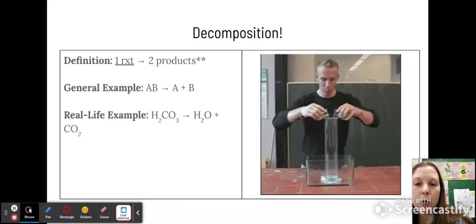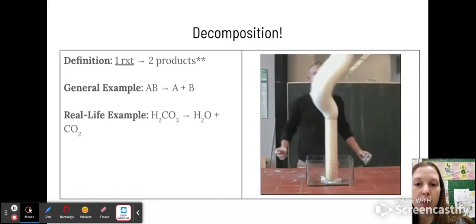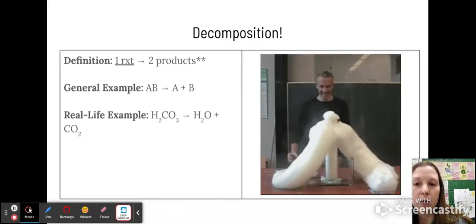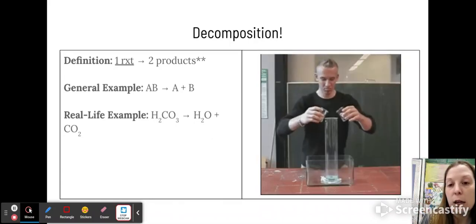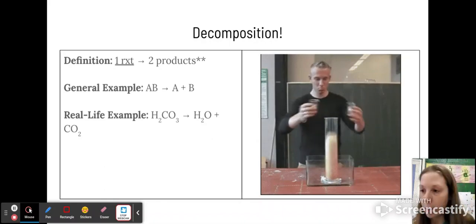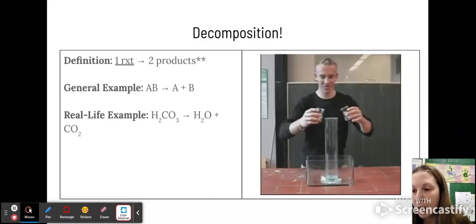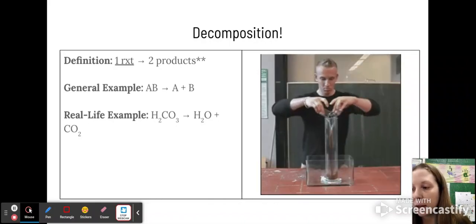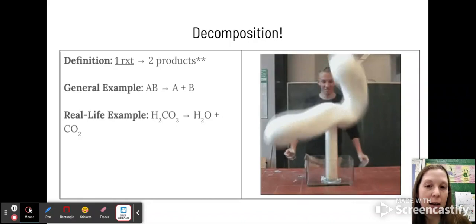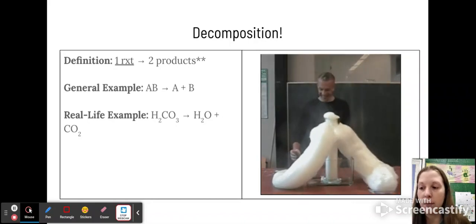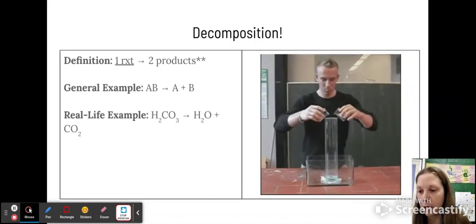Our real life example is carbonic acid breaks down to form water and carbon dioxide. So here you could tell this did not break down into just two elements. This would be basically example 2A in your reference packet. It doesn't have an acid there, but it does have a metal carbonate, and this could be considered a metal carbonate.